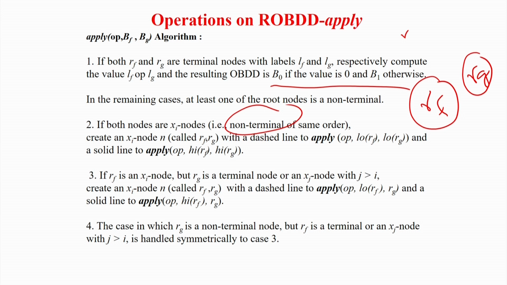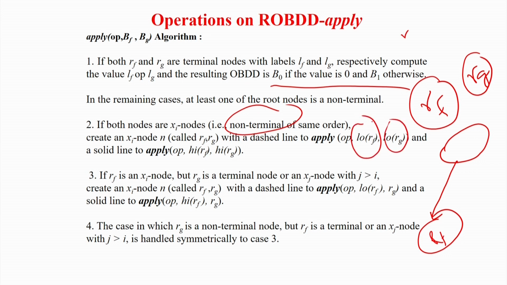So basically if they are of the same order, then you take a node corresponding to this, and then you go for low of RF and low of RG. That means the idea is something like this. This node is for the first BDD and this node is for the second BDD, and RF and RG, assume that they are at the same level. That means either X1, X2, X3, something like that, not at different levels of the ordering.